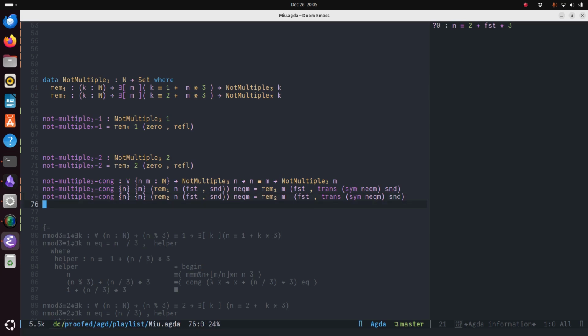Right. So we have proved that given two numbers m and n, and given that n is not a multiple of 3, and also given a proof that n equals m, we can prove that m is also a non-multiple of 3.